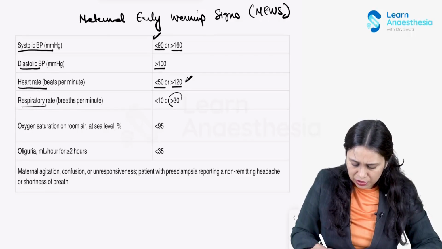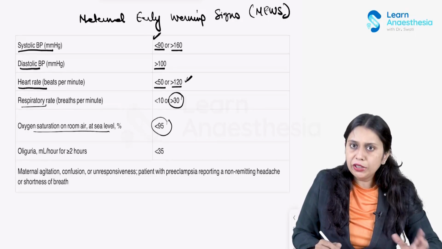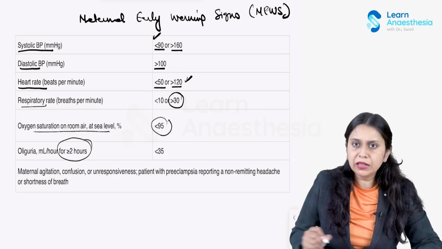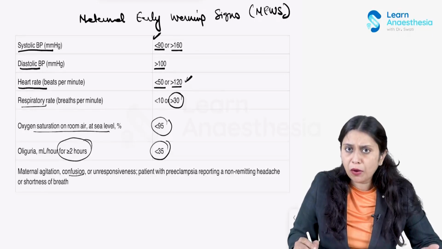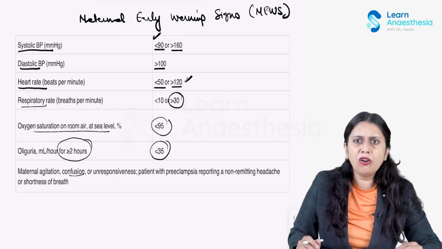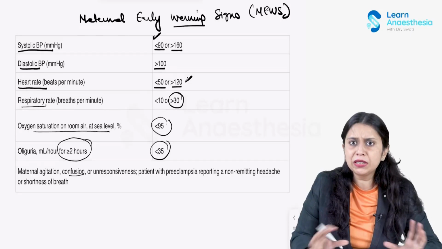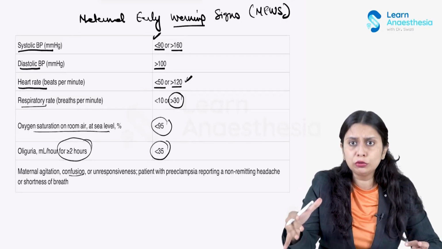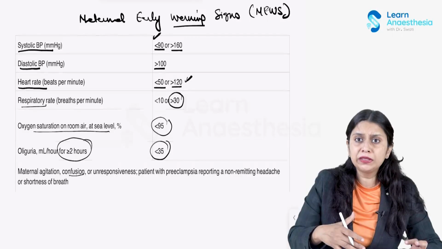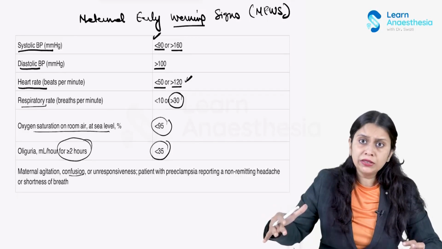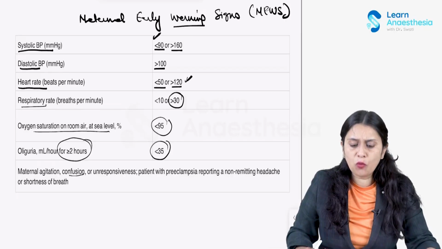Respiratory rate more than 30 breaths per minute. Saturation of the patient would start decreasing. Oliguria, let's say urine output for more than 2 hours, less than 35 ml per hour. Patient is agitated, confused, unresponsive. Patient may complain of any additional signs which were not present before. All should warn us. These are maternal early warning signs, and this is a bedside tool to predict morbidity and mortality in patients. If these signs are present, then patient may have a poor prognosis if not intervened properly. So we have to look for this, right? So this is the maternal early warning sign.